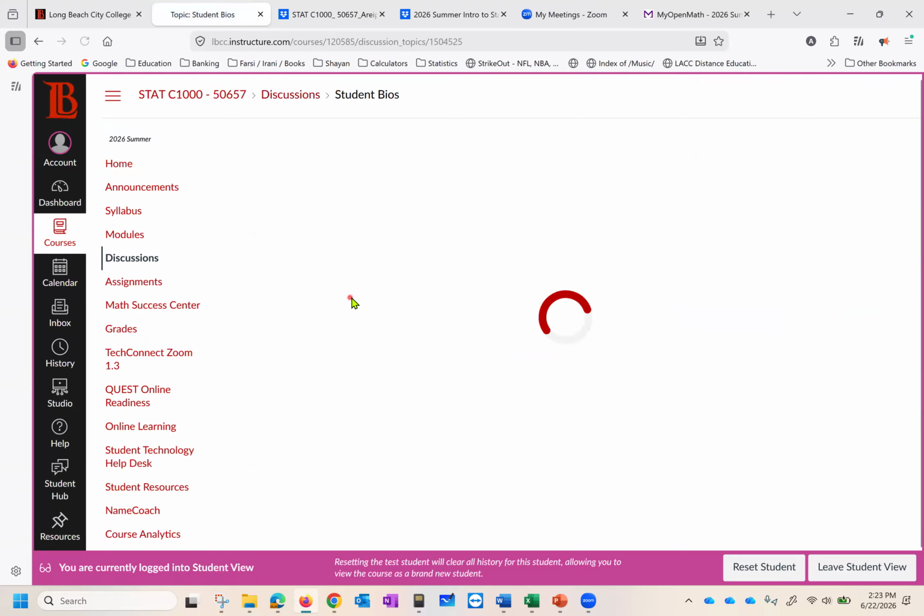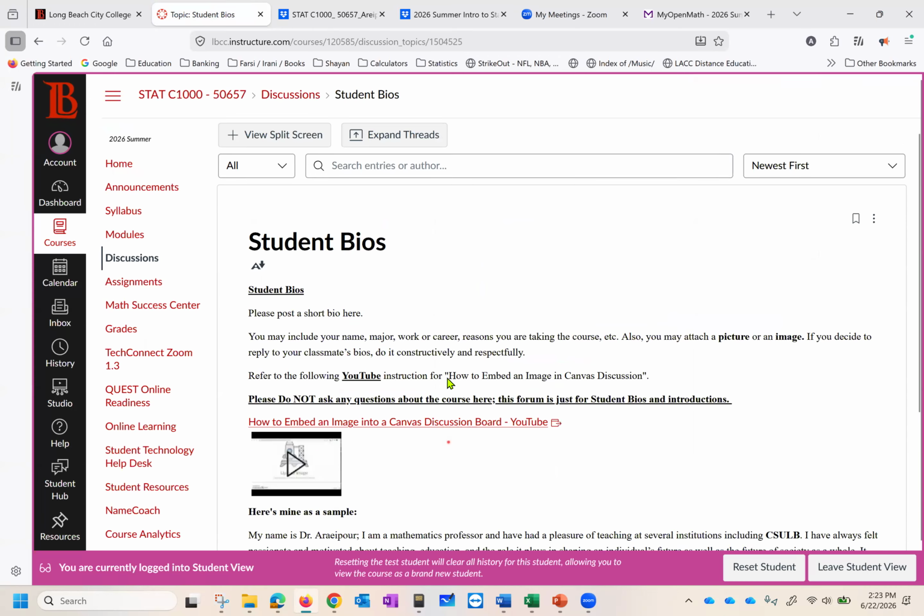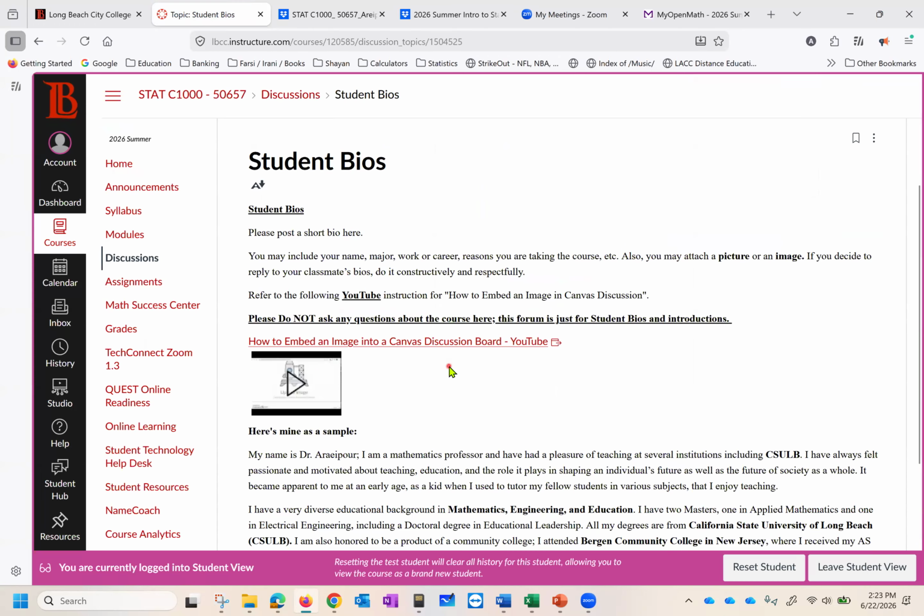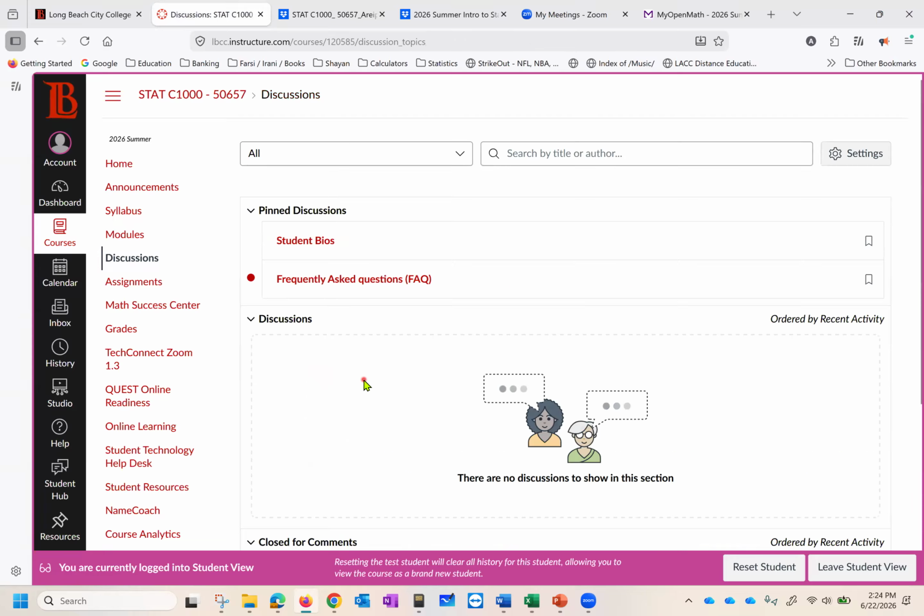Student bios. I put mine just as an example. You're more than welcome to put yours, so your fellow students get to know you. And if you want to answer a fellow student, please do so, but purely with respect and nothing else. Okay. You want to be encouraging your fellow students. So that'd be wonderful if you do so. So that's one of them. Again, you don't have to. It's really a good idea so your fellow students get to know you.